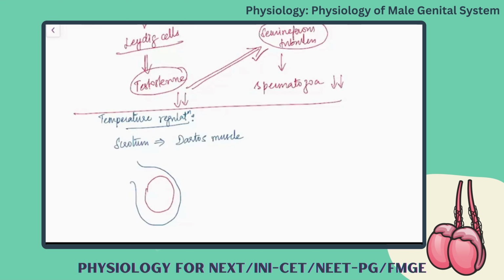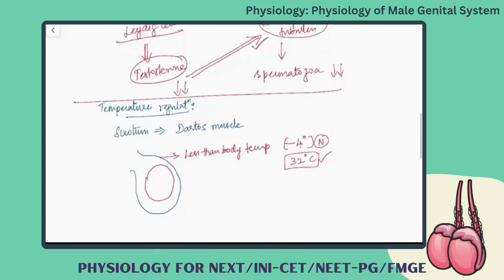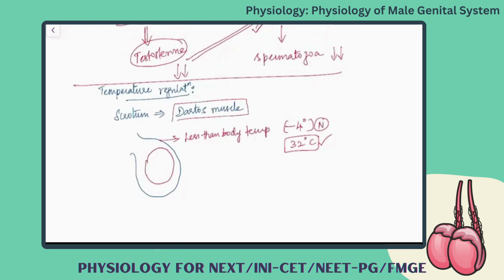Yes or no? Why this is happening is in order to maintain the scrotal temperature less than the body temperature. How much? 2 to 4 degrees below the normal body temperature, that is 32 degrees Celsius. This is the temperature which is required for spermatozoa synthesis. Okay, clear? And this dartos muscle will contract and relax according to the atmospheric temperature, and it will maintain the temperature balance within the testis to give the normal spermatozoa production.